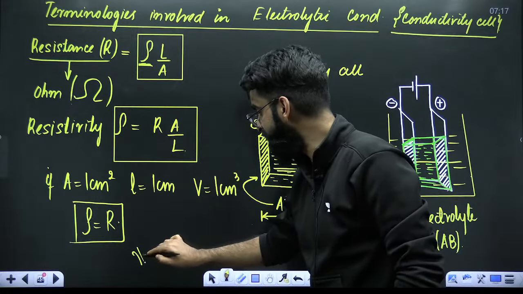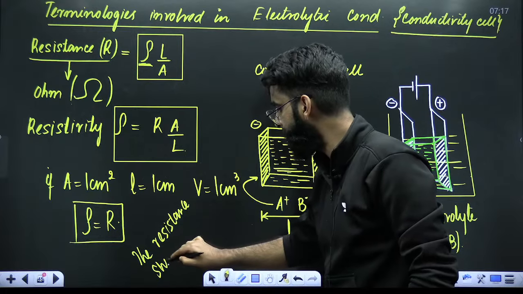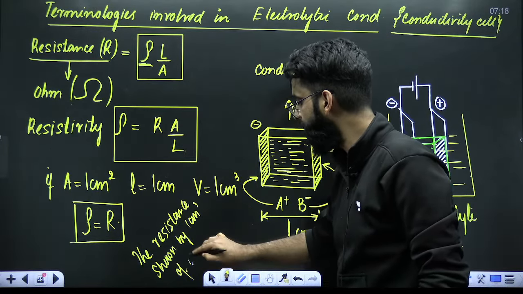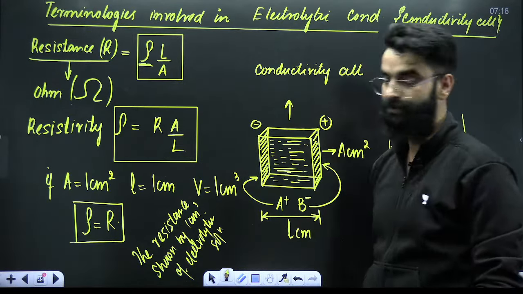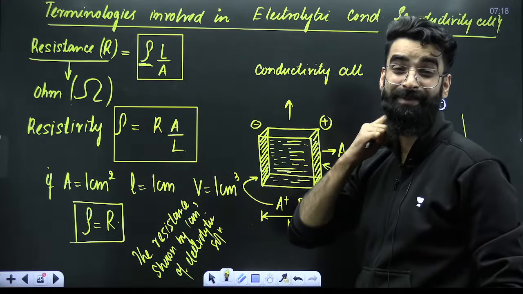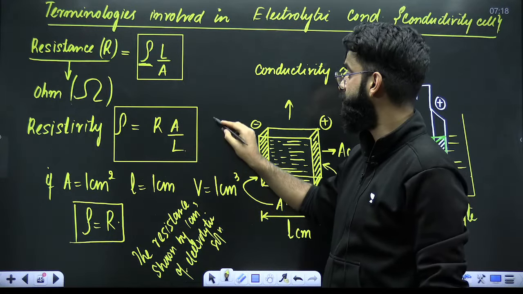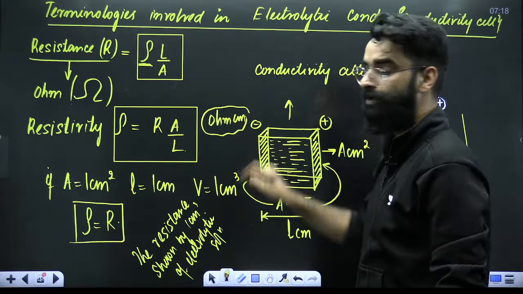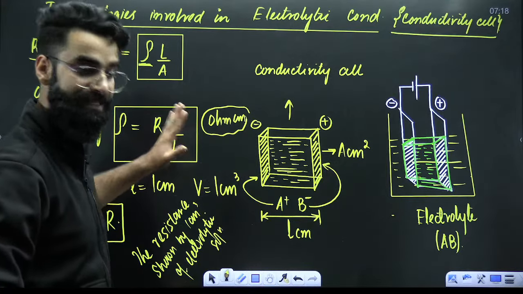Right? So it is the resistance shown by 1 centimeter cube of electrolytic solution. Can you let me know what will be the units of resistivity? R is ohm, A is centimeter square, this is centimeter. So it has to be ohm centimeter. This is basically the unit of resistivity, ohm centimeter. Clear? So this was my second terminology, that is resistivity.